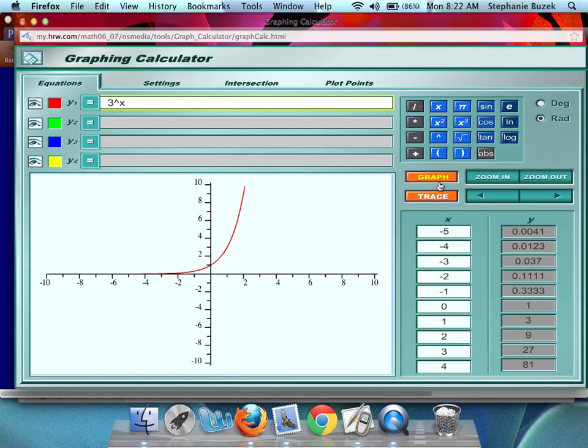Okay, so the graph looks real similar to the other one, right? But we need to kind of be aware of what this looks like. And this looks really similar to the first one. So let's talk about this. First of all, it's continuous. It's 1 to 1. It's increasing. Has a y-intercept of what?